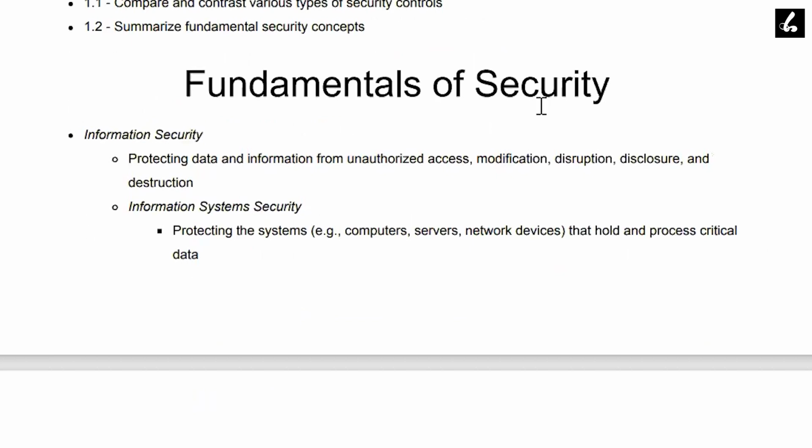Now, the fundamentals of security consist of, first point, information security. Information security is protecting data and information from unauthorized access, modification, disruption, disclosure, and destruction, and protecting the systems, which include computers, servers, and network devices. Data basically consists of critical data.